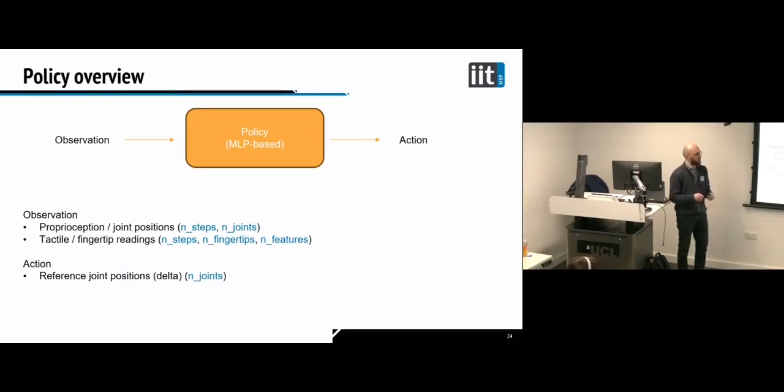As a general overview, we have a policy that has to map observations to actions, and in our case the observations are proprioception and tactile. So the fingertip readings, with 5 or 10 fingertips, and the number of joints. And the actions are the reference joint position, actually the delta joint position.